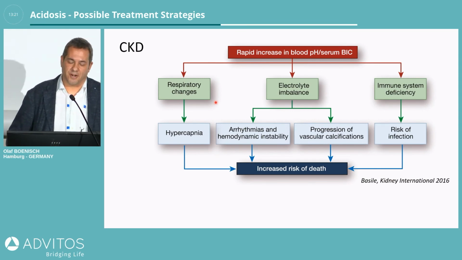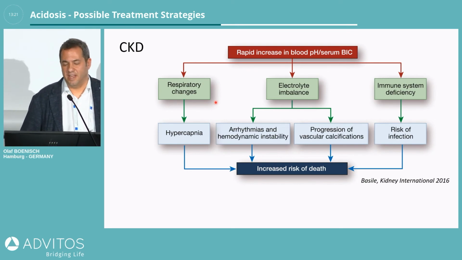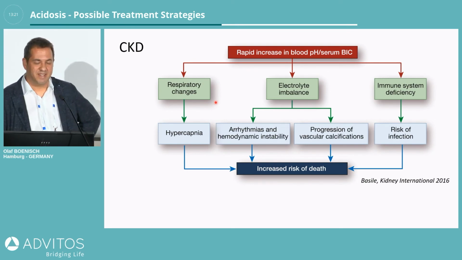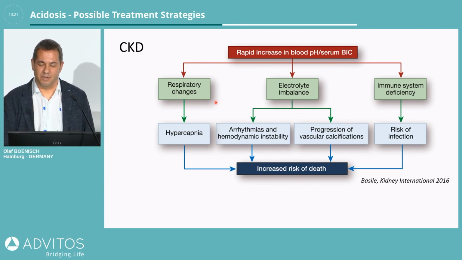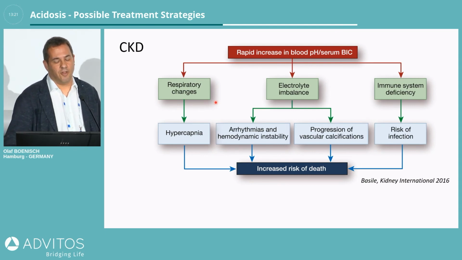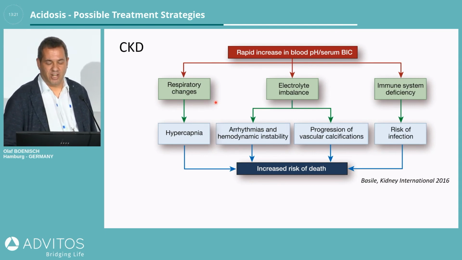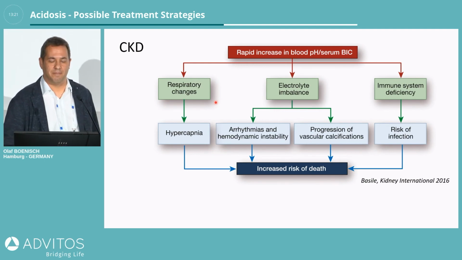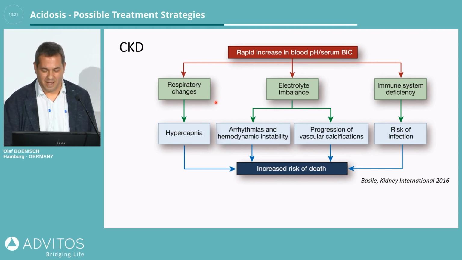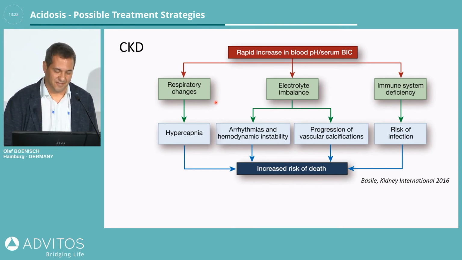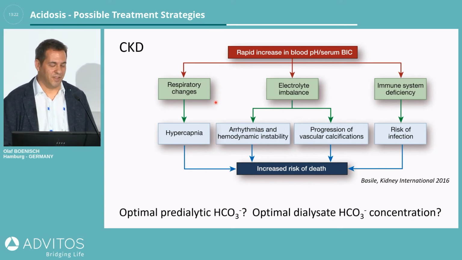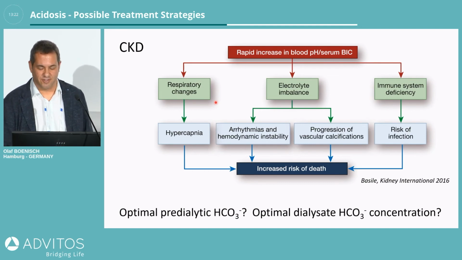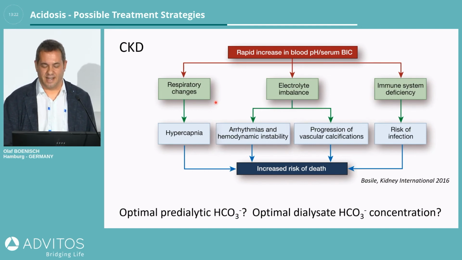And this is a diagram from a paper on chronic kidney disease. But I think, as you can see here, these are the problems with the rapid increase in blood pH: respiratory changes, electrolyte imbalances, immune system deficiencies. I mean, although we have here something about progression of vascular calcifications, this is probably not the problem in intensive care patients, but some of these things for sure play a role in intensive care patients as well. And this is why nephrologists ask for the optimal pre-dialytic bicarbonate concentration and the best dialysate bicarbonate concentration.